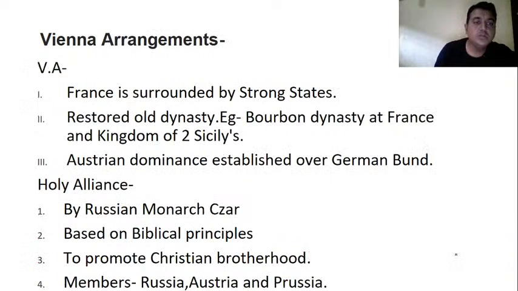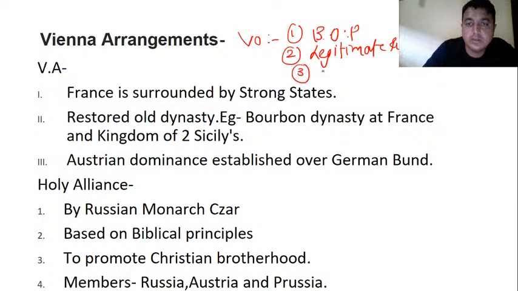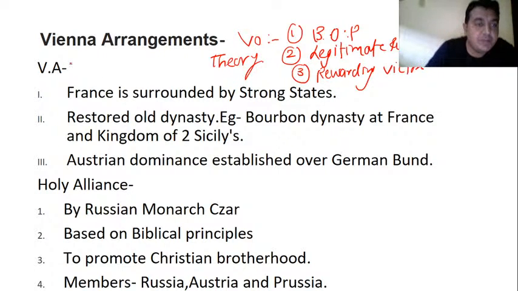Clear? So based on this Vienna Order, there was a Vienna Arrangement. So what is Vienna Order? Once more we are going to write here so that you will get the exact thing. Vienna Order is balance of power. Second, legitimate rule. And third is rewarding victors. So this is basically theory, and Vienna Arrangement is basically practical.